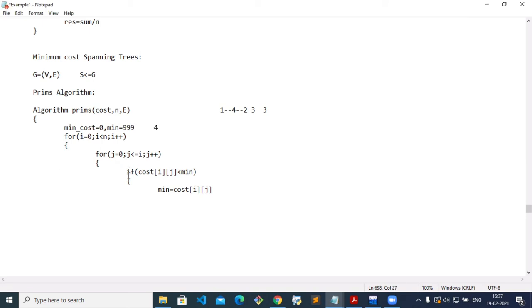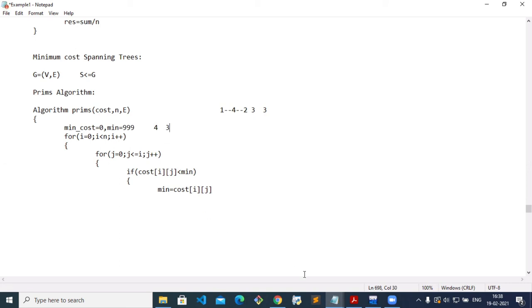Next, again I'm repeating this with j. From the 0th vertex, which is nothing but 1, we can move to 3 also. Cost of ij, i is 0 only, j is the next vertex. Less than min, where min is already 4. The cost of ij is 3. Is 3 less than 4? True. True means I am updating my minimum to 3. Is it clear, all of you?